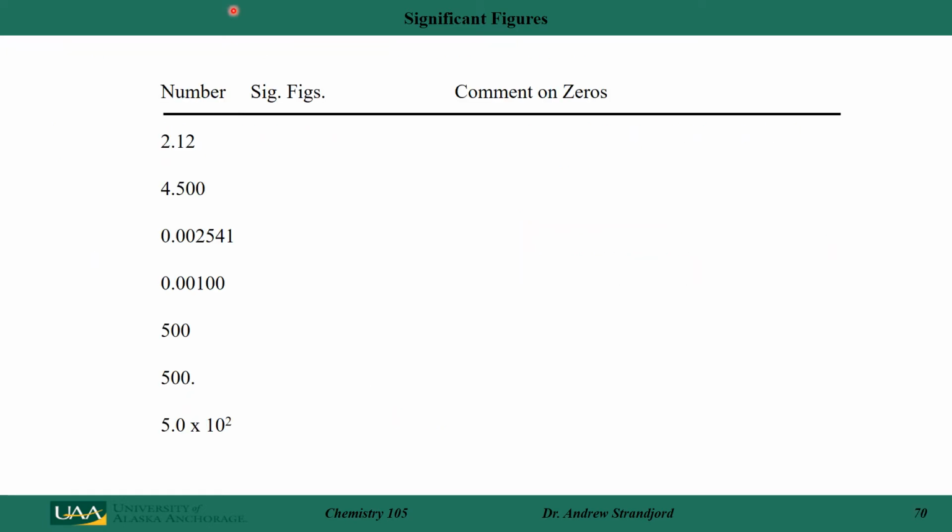Let's do a practice exercise where I've provided 7 different numbers. We're going to determine which of these digits are significant, and then I also have some comments over here to the right. So if I look at this first number here, 2.12, they're all non-zero, so all 3 are significant. If I look at the second number here, 4.500, I have 2 non-zero, and I have trailing zeros. Those trailing zeros are going to be significant. So those are not placeholders. Those zeros are significant. I have 4 significant figures.